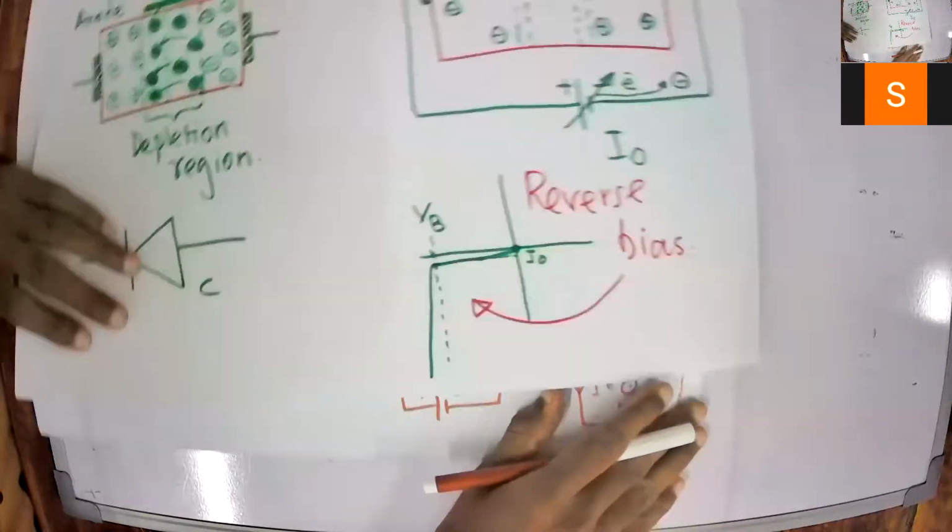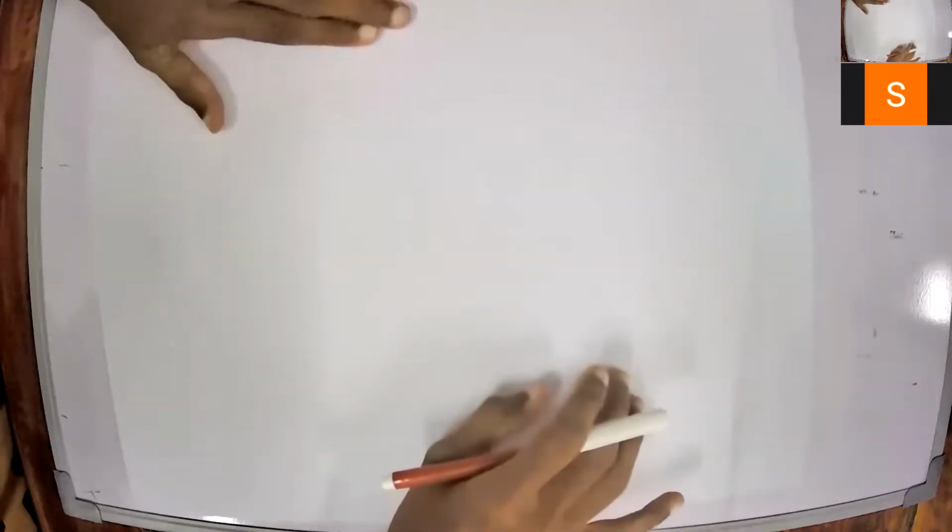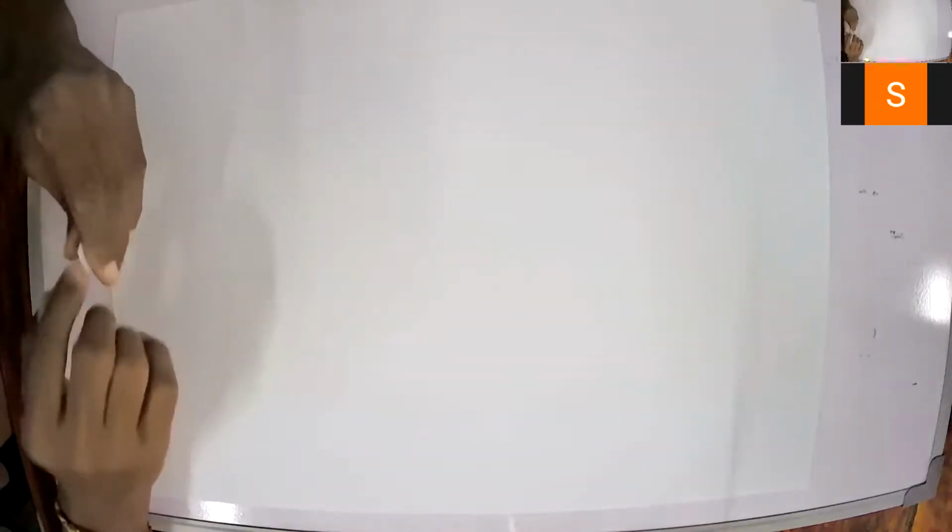So I think that's enough for today. That's all about the basics of PN junction diodes. And in our next class, we can see the applications of PN junction diodes. Maybe we need another 2 classes to complete that, and then we'll move into the next chapter.